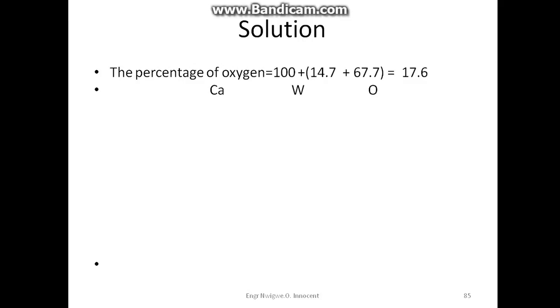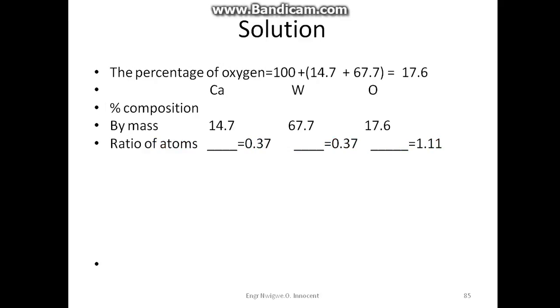Therefore, the percentage composition by mass for calcium is 14.7, for W is 67.7, and for oxygen is 17.6. To get the ratio, we divide the percentage composition by mass by the relative atomic mass. We have 14.7 divided by 40 for calcium, which will give us 0.37, and for the W we have 67.7 divided by the relative atomic mass of W, which is 184, which will give us 0.37 also. Then for oxygen we have 17.6 percentage composition by mass divided by the relative atomic mass, which is 16, which gives us 1.1.